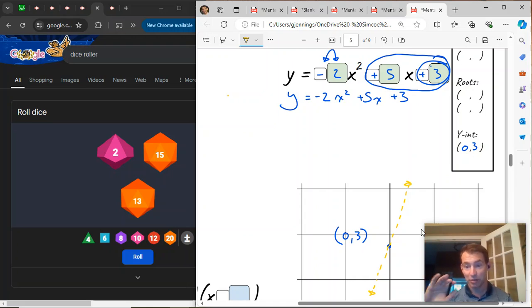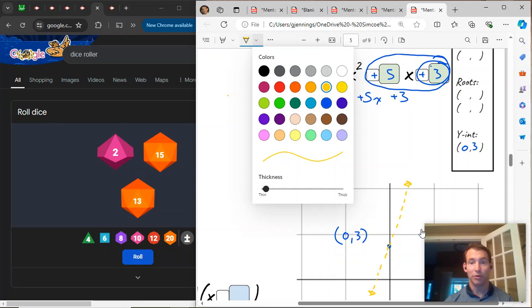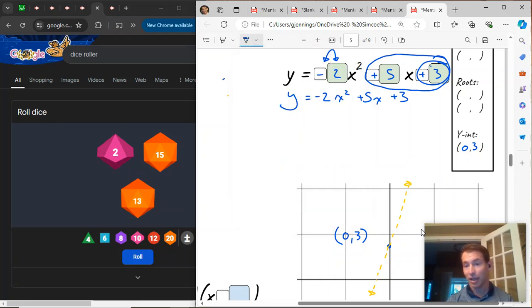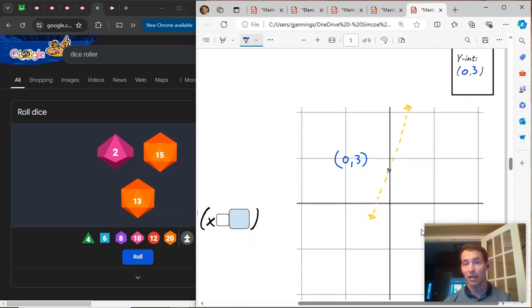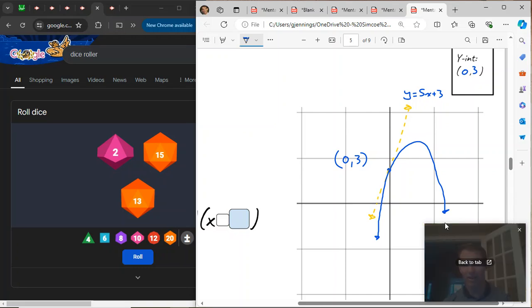So this expression is actually really useful to help us visualize this quadratic just by looking at a, b, and c. If you can visualize that line, y is equal to 5x plus 3, then you can tell that this quadratic, which is opening downwards, looks something like this. It's going to come up, kiss that line, and then curve away from it again. So our vertex is going to be somewhere over here.